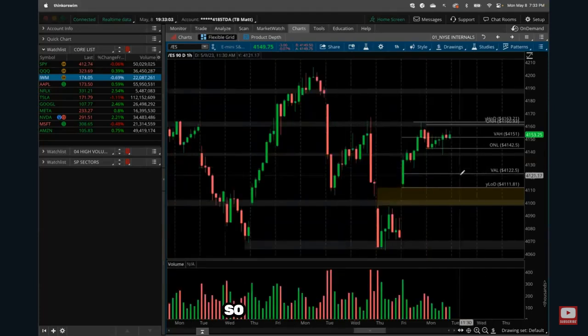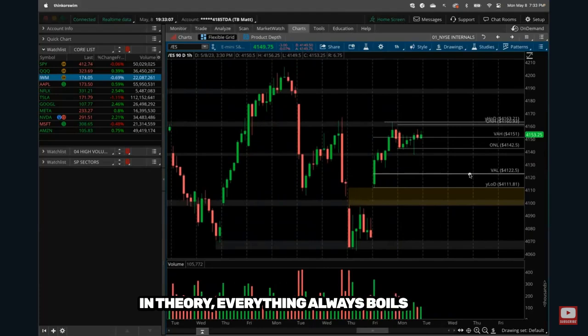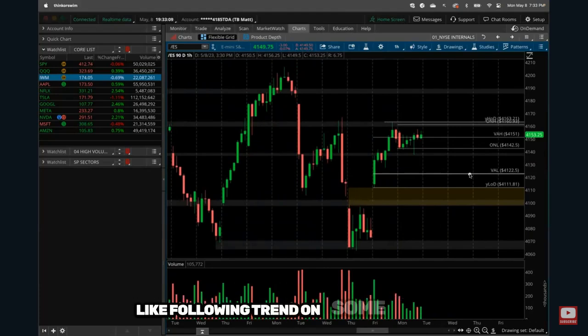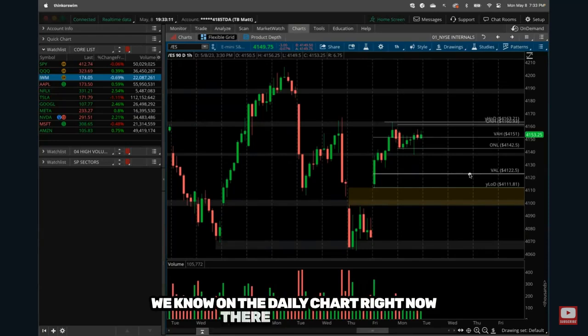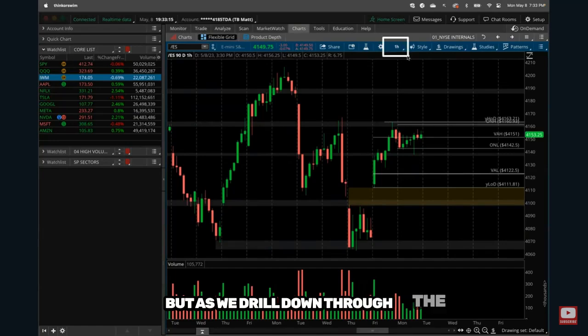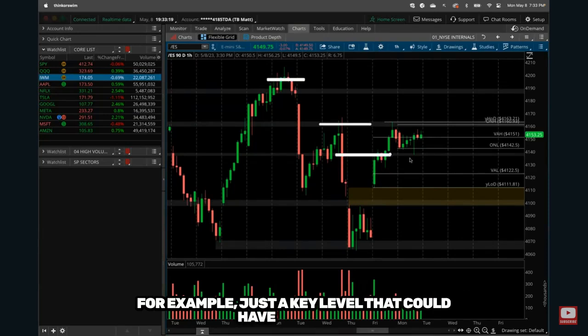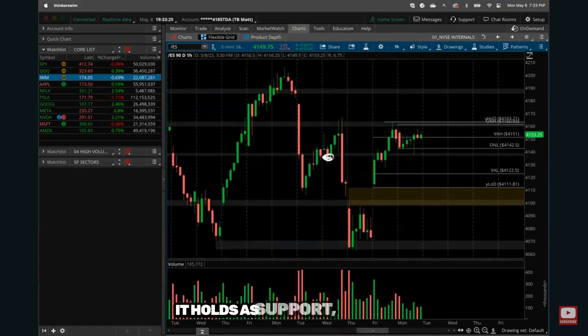So the 4140, in theory, everything always boils back down to following trend on some time frame. We know on the daily chart right now, there is no trend. It's just choppy, sloppy back and forth. But as we drill down through the time frames on the hourly, for example, a key level that could have, in theory, produced a lower high would have been that 4140. We know that there's some choppy interaction here. It holds as support basically.